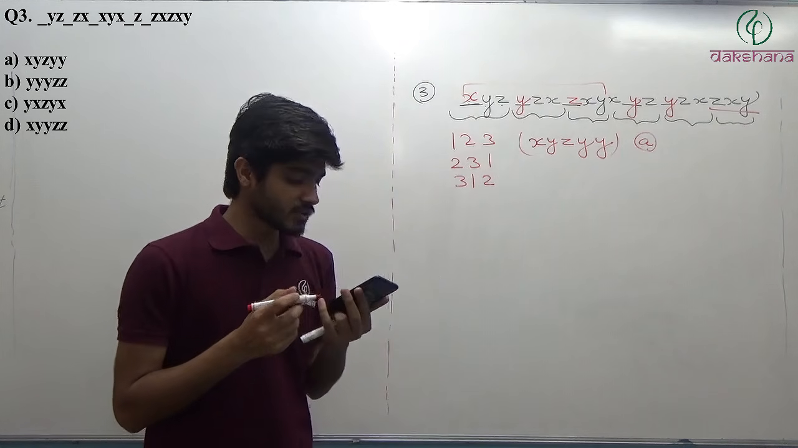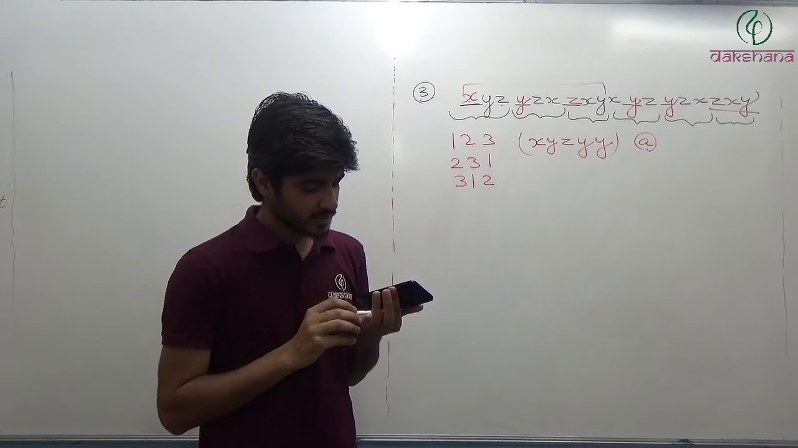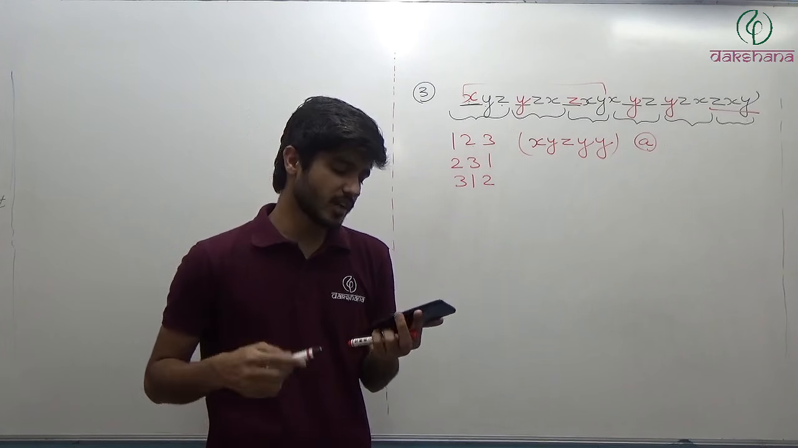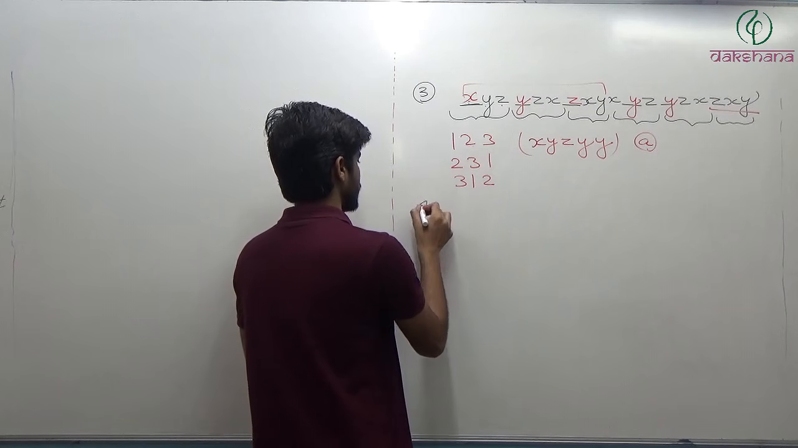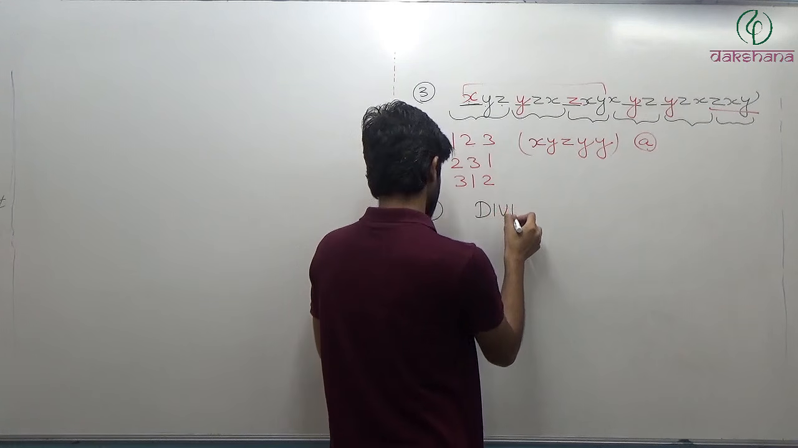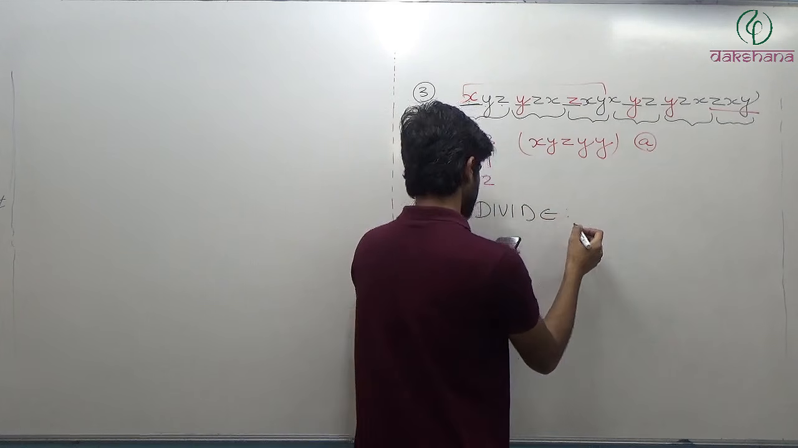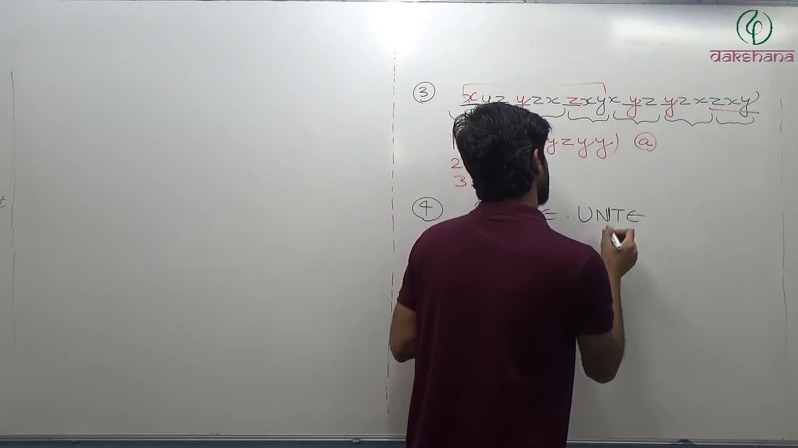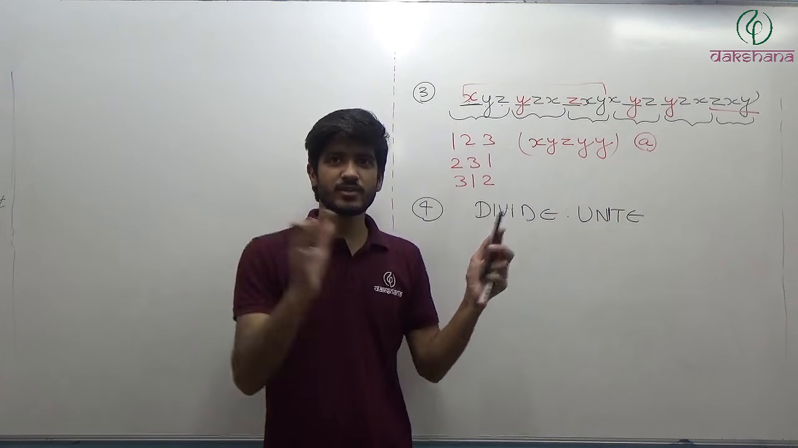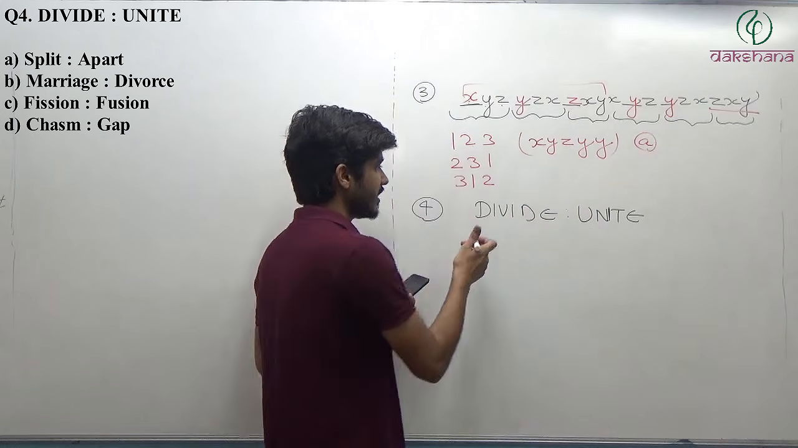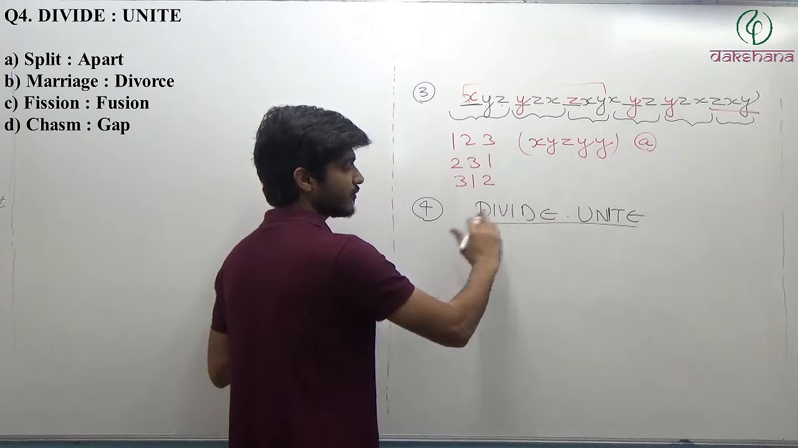Okay, let's move on to question number 4. Question number 4 is not really, I mean, it's logical of course, but it's English also. It says you have to find the right analogy. So they have given you divide, and then they have given you unite. So dividing and then uniting. I hope you know the meaning of both these words. Now we have to find a similar kind of analogy to this.